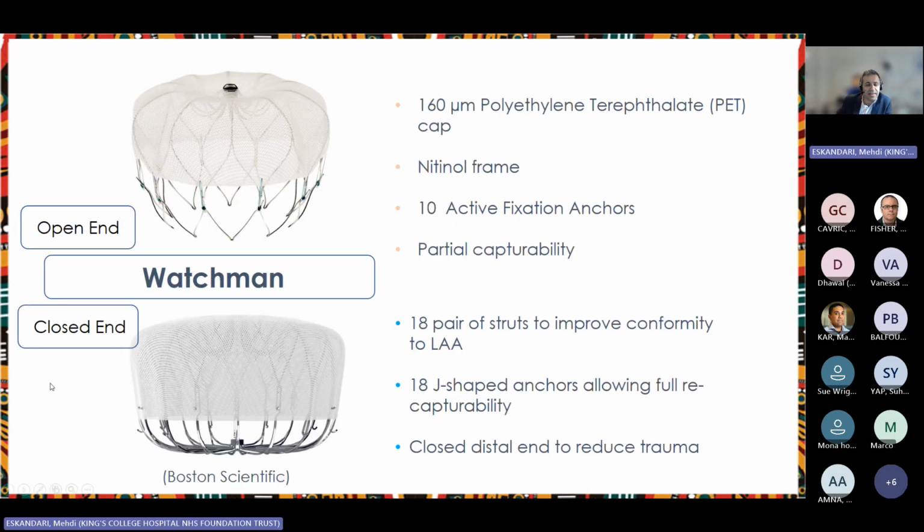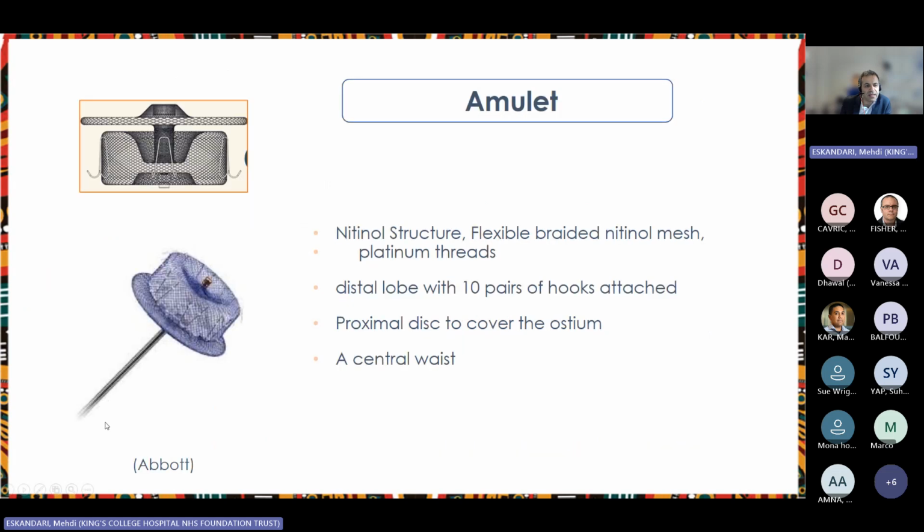The devices that are more commonly used at the moment are the Watchman devices. The lower one is the more recent one, called Watchman Flex, which has a closed end, and the top one is the first iteration, which has an open end, similar to a strawberry. Essentially, you want to shove this one into the appendage. This is the Amulet device, which has a disc that is meant to sit on the ostium, and a lobe or a tire that is meant to occlude the neck or the landing zone.